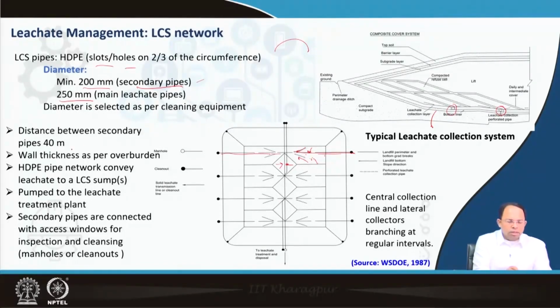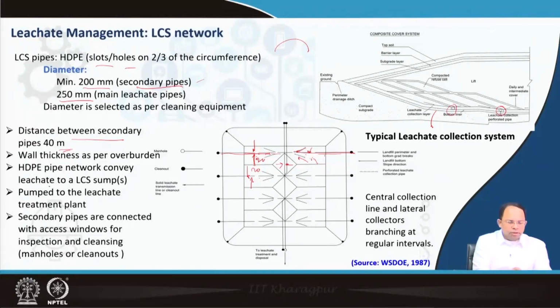Now distance between secondary pipes is roughly around 40 meters, but it could be even less as per requirement. But standard design between two pipelines is around 40 meters. So you can see that this is around 20 meters and this is 20 meters. So the slope is given over here. But this could be even less, even 15 meters as well, right? So we have to design our slopes as per the distance between the pipes. Both these pipes will get leachate from both the sides. So accordingly, we have to give slopes to both the sides, right?